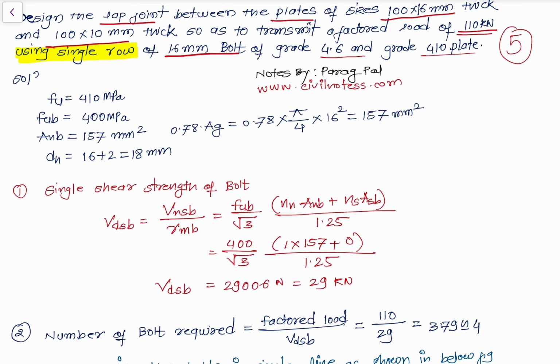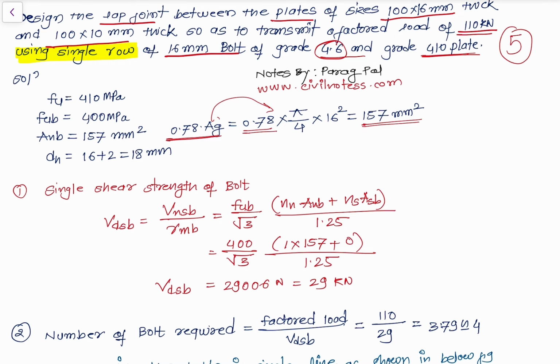As I just mentioned, FU is 410, which is the grade of the plate we have. FUB is the grade of the bolt, which we calculate from this grade, 4.6, so multiply 4 by 100 and you will get the FUB. Now the area of the bolt, ANB, you need to calculate. The formula is very simple, 0.78 into AG. The gross area AG will become pi by 4 into diameter square. Now 0.78 multiplied by pi by 4 into 16 square gives 157 mm square. So that is the area of the bolt.